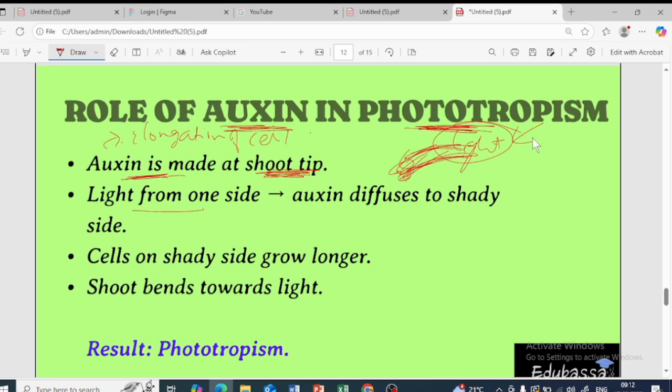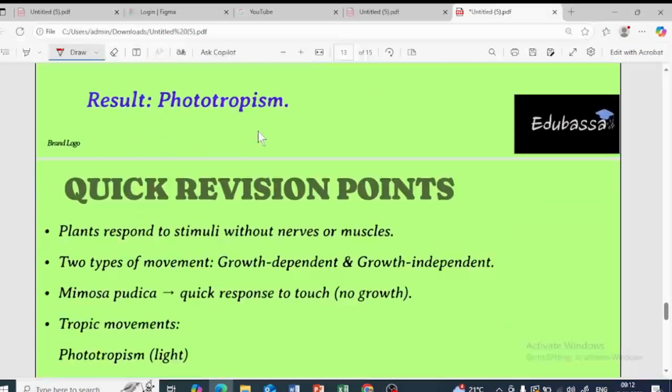So wherever the light is falling, for example, if this is the plant, sorry for the bad diagram, the sun is falling here. Now the auxin is going to move to the region where the light is not falling. It elongates the cells. After elongating, this stem is going to bend towards the light. So it helps for phototropism. That is about the role of auxin in phototropism.